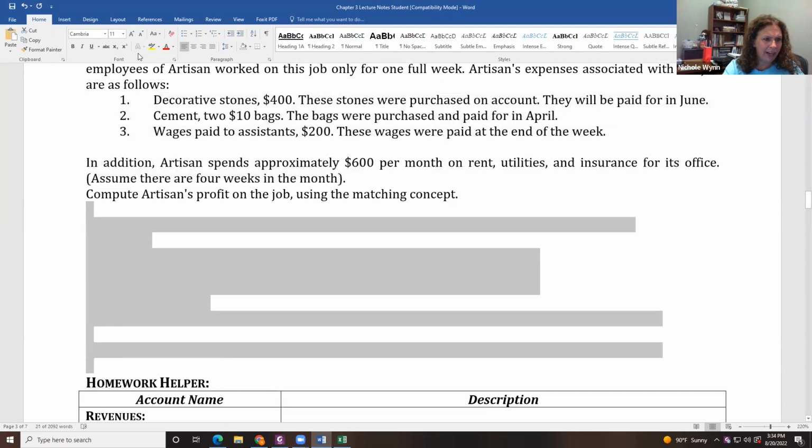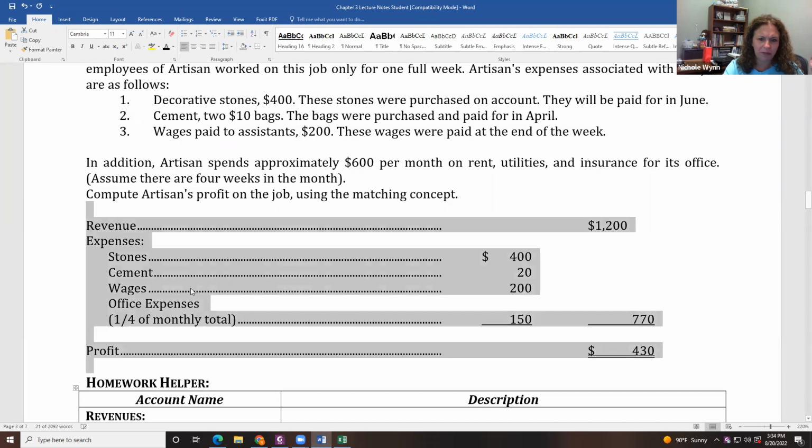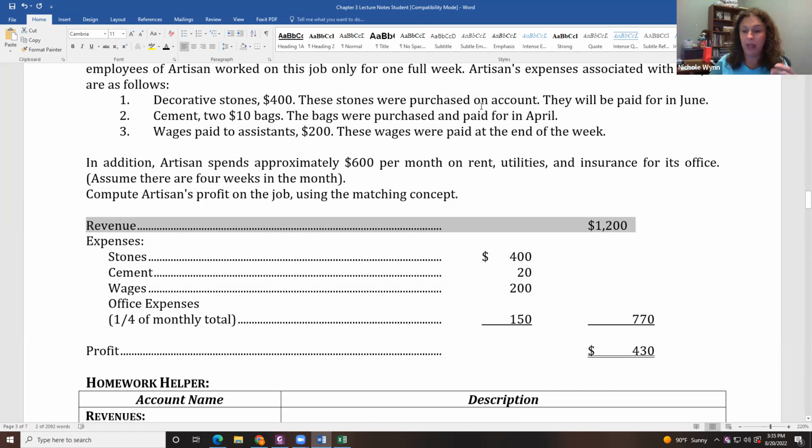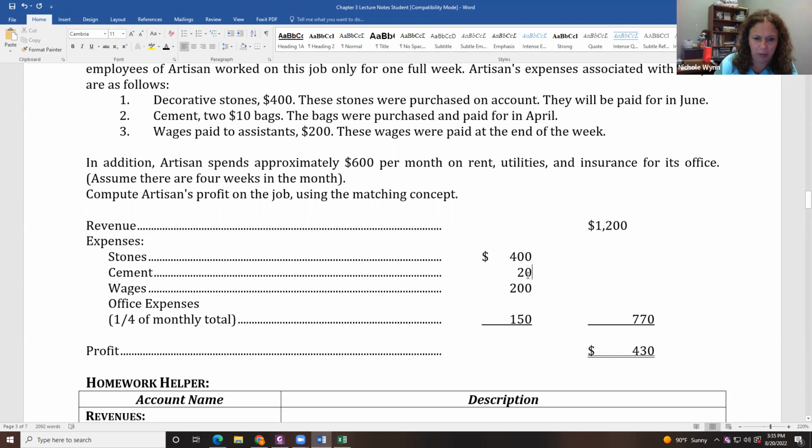So I got an answer of, I think it was $430. And you don't have to write it exactly like this, but the revenue is $1,200. One thing to keep in mind is it doesn't matter when we paid for things, because if it matches, if it's for this job, then it's an expense for this job. So the stones were $400. We have the $10 bag of cement, 2 of those, the wages for the employees. And then I just took the office expenses and I divided them by 4 weeks in the month. And so the total expenses were $770, $1,200 minus $770 is $430. So, okay, that's just an example of the matching principle.